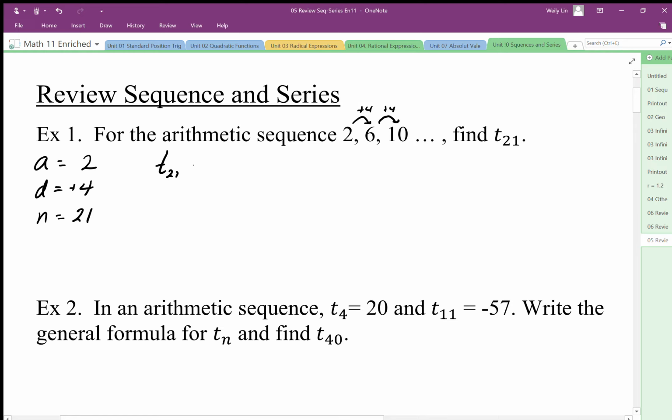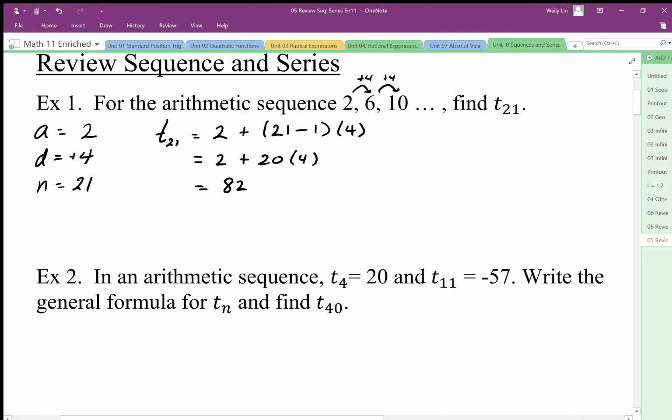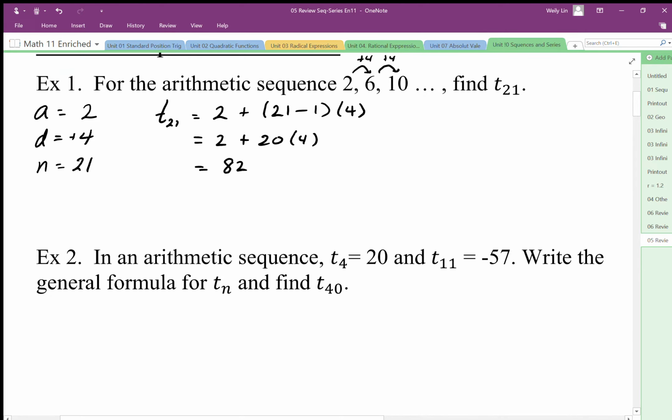So T21, we're going to start at 2, and the number of steps from 1 to 21 is going to be 21 minus 1. The difference is the number of steps, and the size of the steps is 4. So starting at 2, we're going to take 20 steps of plus 4. That's going to be 2 plus 80, or 82. So T21 works out to be 82. If we know where we're starting and how we progress, we basically know what this sequence looks like.